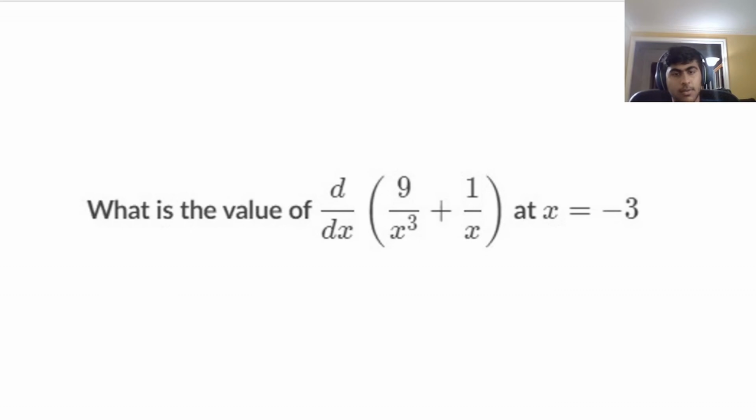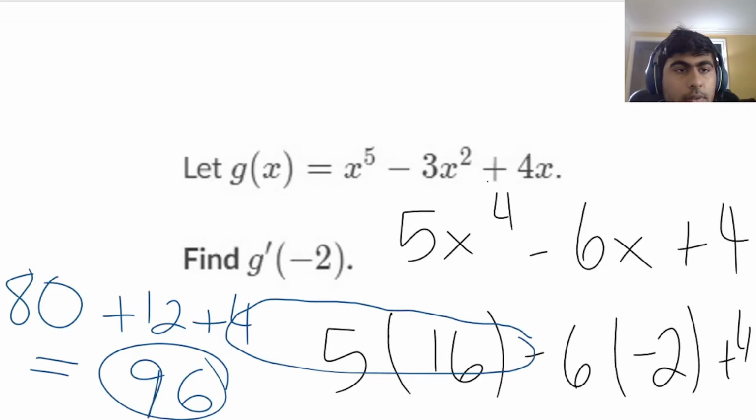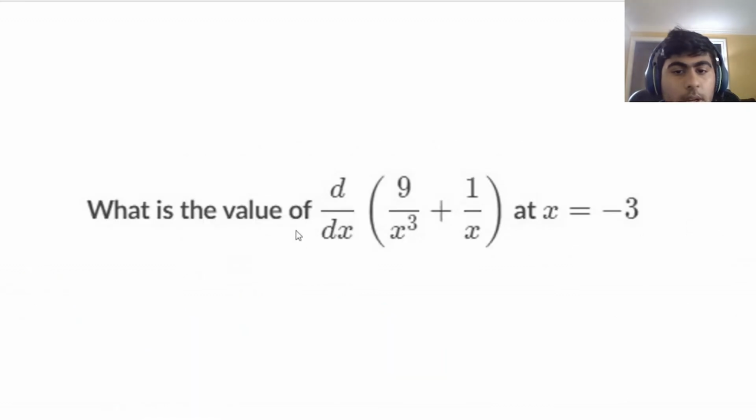All right, now we are going to get into some non-polynomials. We're asked to find the value of the derivative of 9 over x cubed plus 1 over x at x equals negative 3. And that's our value, so we're going to plug this in at the end. Now, how are we going to go about doing this?